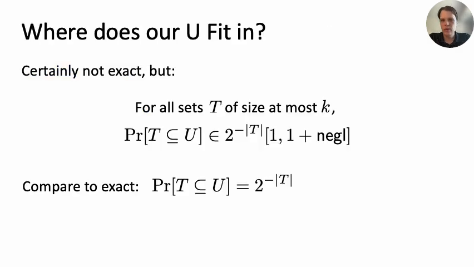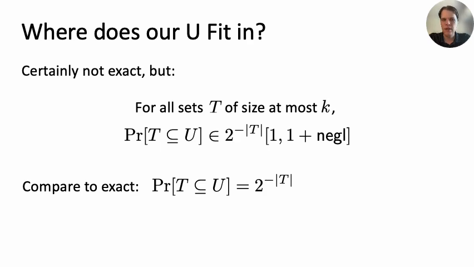Now, where does our U fit in? Unfortunately, we don't get exact k-wise independence. This is what motivated us to consider other notions of approximate k-wise independence. But we do get something pretty strong. For all sets T of size at most k, we can actually show that the probability that T is contained in U is very close to 2 to the minus size of T. In particular, it's at least 2 to the minus size of T, and at most a very small multiplicative factor greater than 2 to the minus size of T.